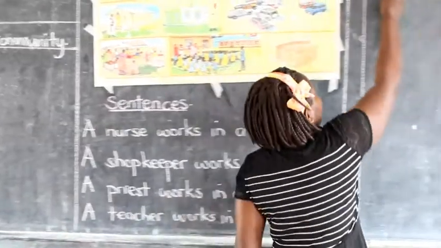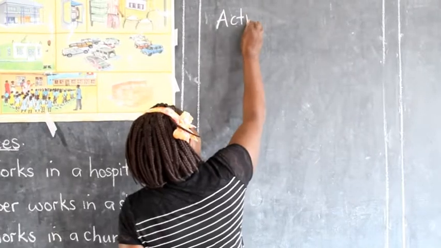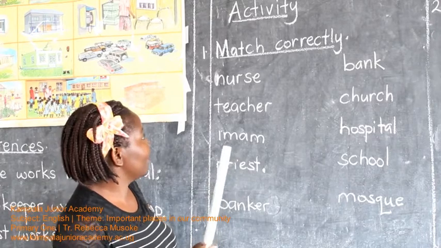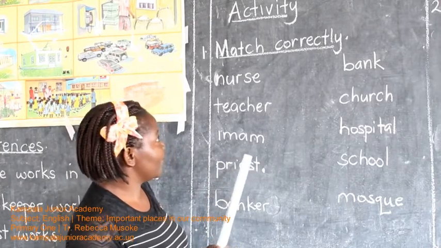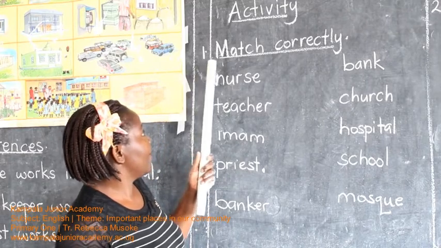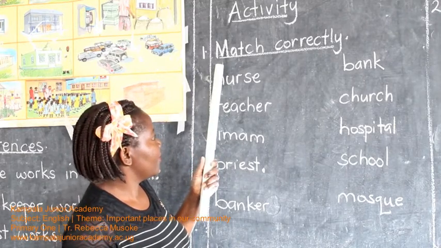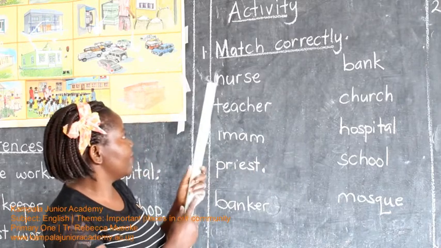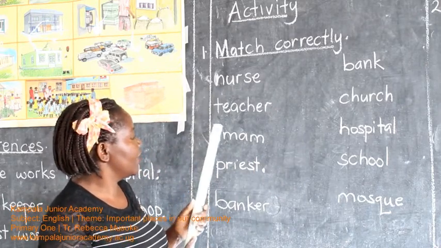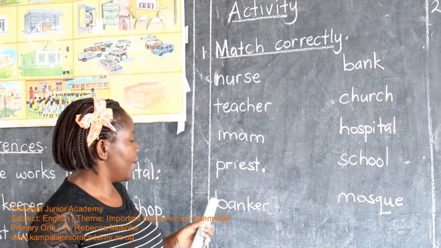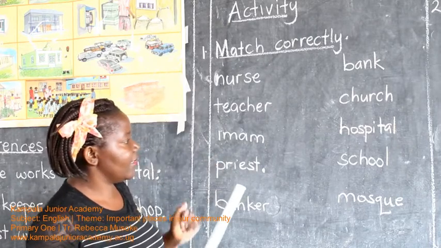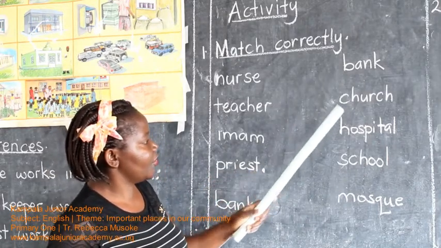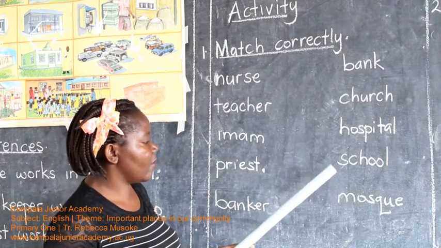So this is our activity. We are going to read together. I hope you have got a book and a pencil and you're now ready. Number one, match correctly. We have people on one side and places where they work: nurse, teacher, imam, priest, banker. On the other side we have important places: bank, church, hospital, school, mosque.